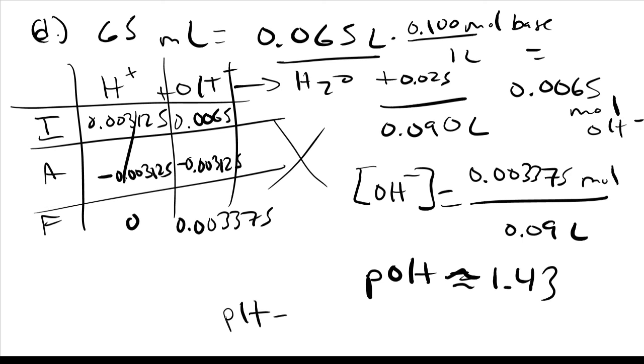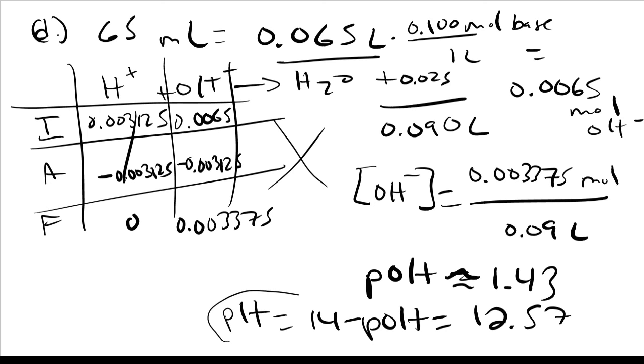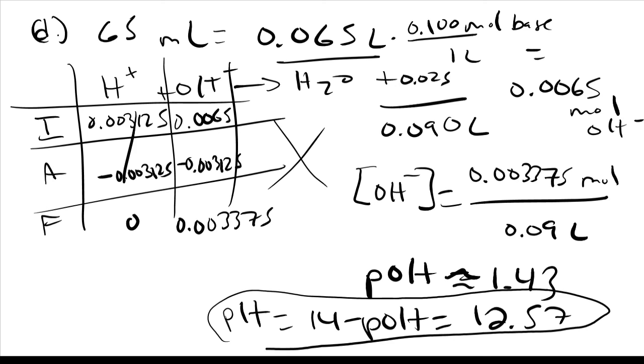Therefore, we get a pH of 14 minus that, which is 12.57. So you see how once we pass the equivalence point, it goes rapidly basic, because now we have pure OH minus in the solution. So now it's a pure basic solution.